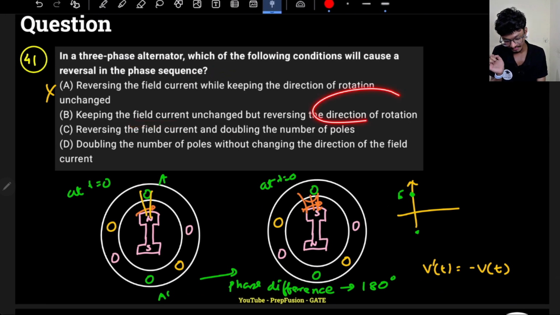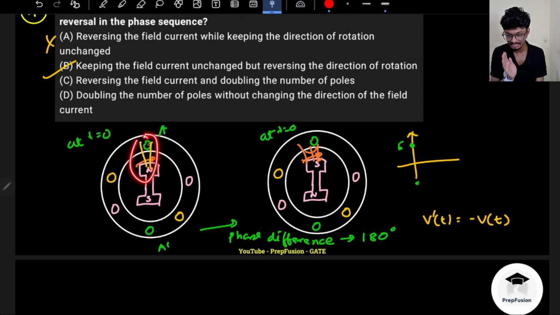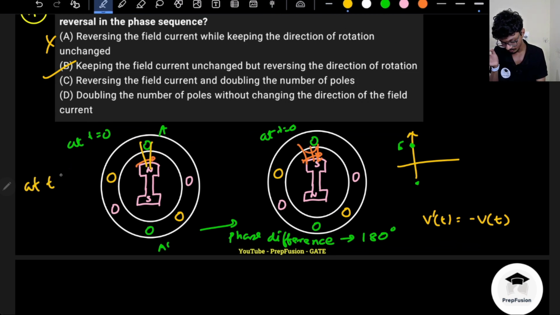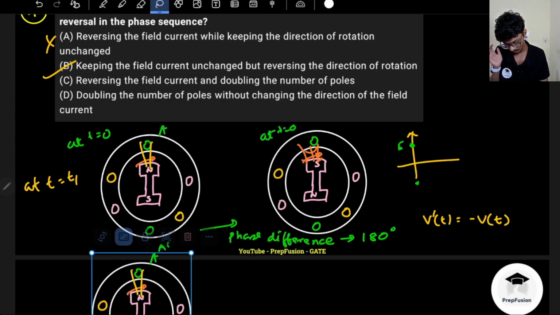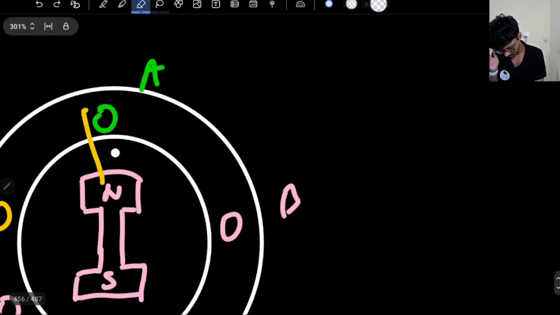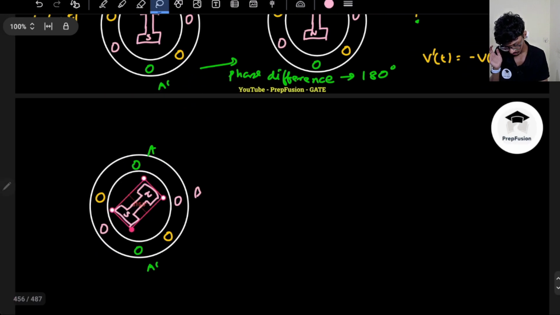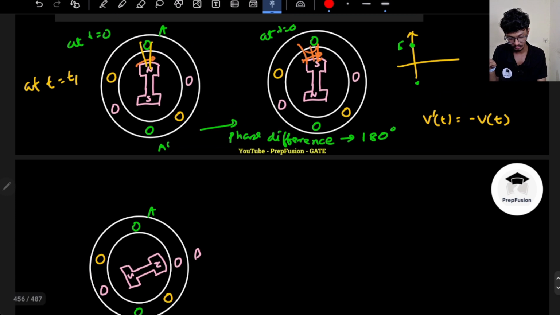Keeping the field current unchanged but reversing the direction of rotation. Yes. Why? Because let's say at t equals 0, coil A was experiencing maximum magnetic flux. At a certain time t equals t1, this pole will rotate here. Let's assume that this is coil B. If I rotate the poles, coil B will experience the maximum flux at t equals t1, and then finally coil C will experience the maximum flux.